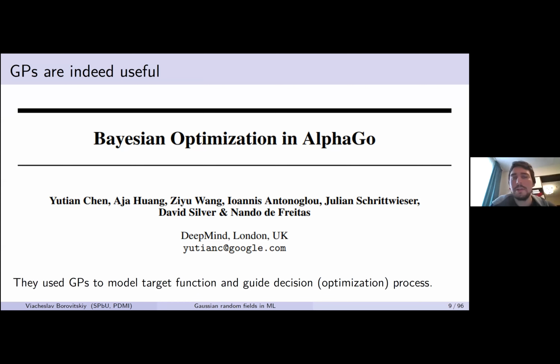And one of these components was this Bayesian optimization that was used to pick the best parameters for running the training for this software, and for problems of this kind. And Bayesian optimization is a Gaussian process based algorithm, which we will discuss at the end of this talk in the application section. So they used Gaussian processes to help in designing this AlphaGo software that beat humans at the game of Go.